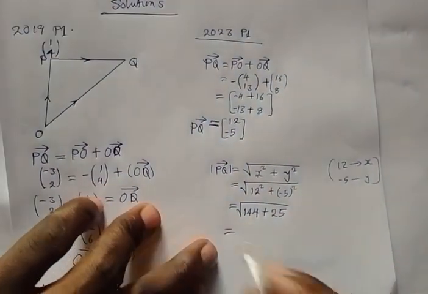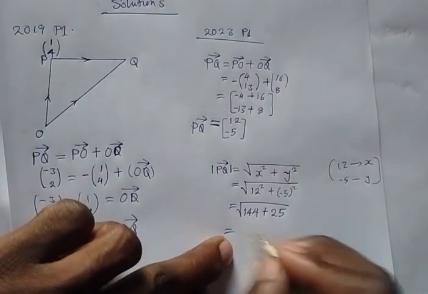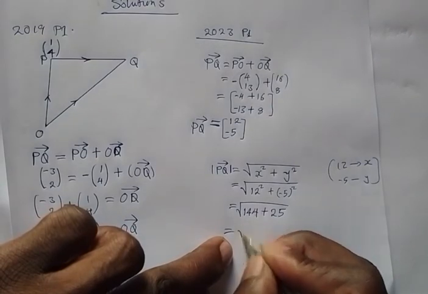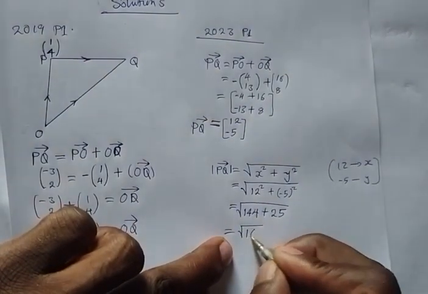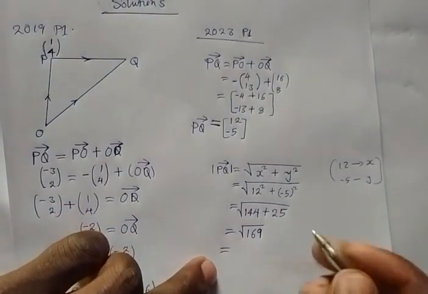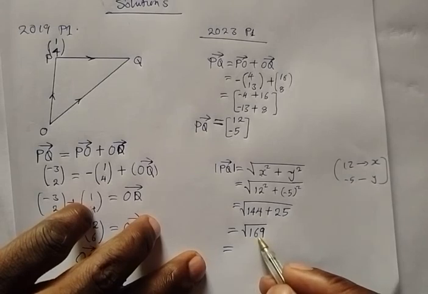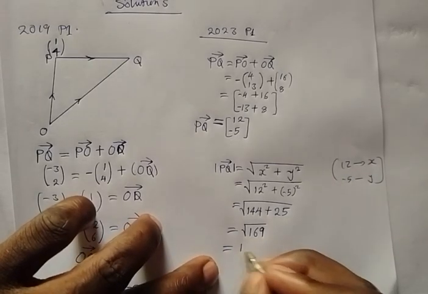So 144 plus 25 is equal to 169. Therefore, the square root of 169 is equal to 13.